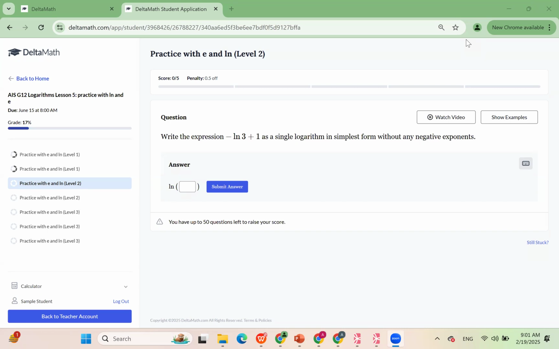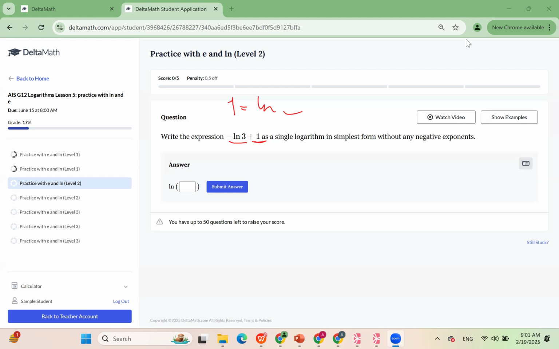So in this question, we are required to rewrite this expression, which is negative ln 3 plus 1, as a single logarithm in simplest form without any negative exponents. So the idea here is that we have ln of something and we just have 1. In order to combine these two expressions, I need to write 1 as ln of whatever. So what is 1 equal to?